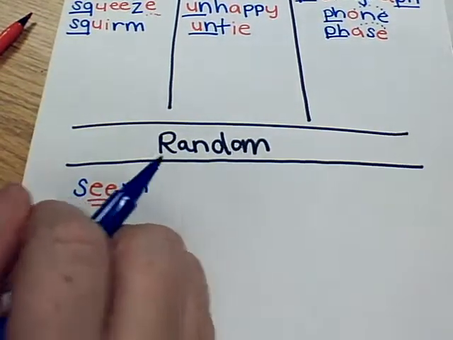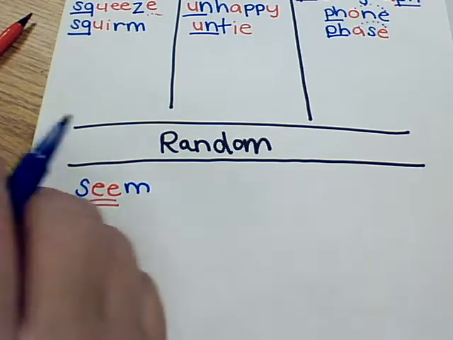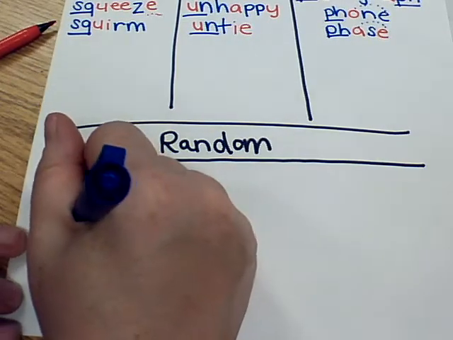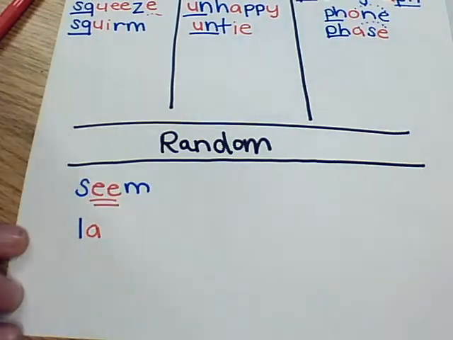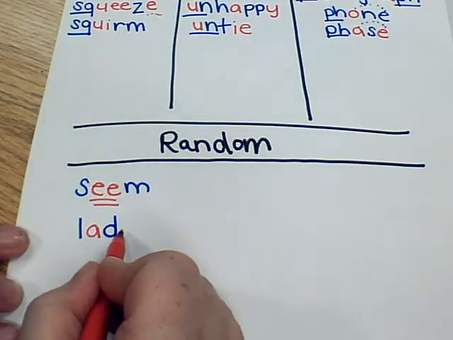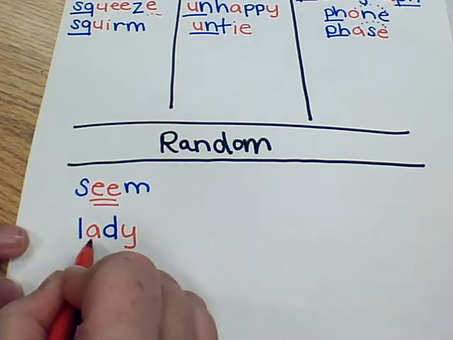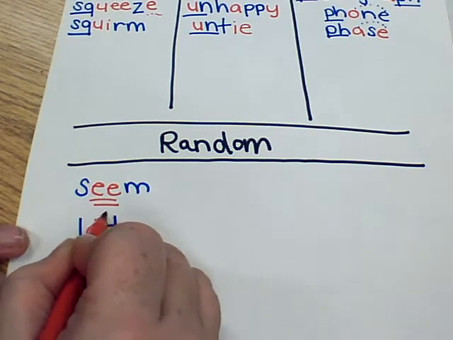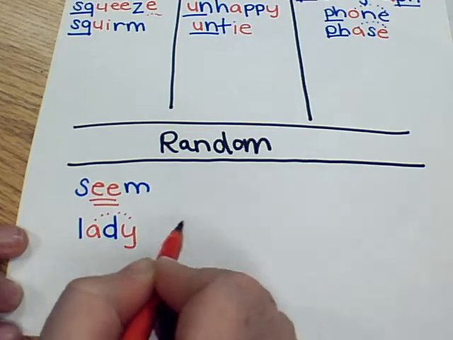Seam. Our next word is lady. That's what I said we were going to do next. So lay, A. Do you hear the long A sound? Lay, D. Okay, well how does it end? It ends in a Y. So that's another vowel, consonant, vowel combo. This one's not an E, but it is a Y. Lady.